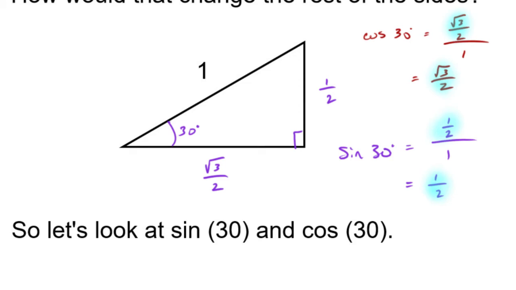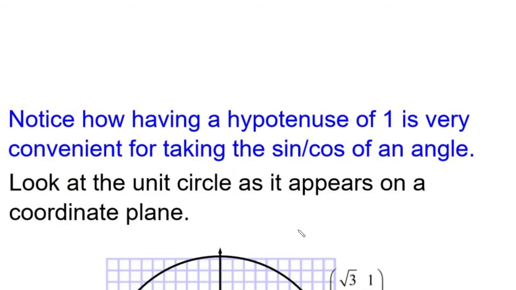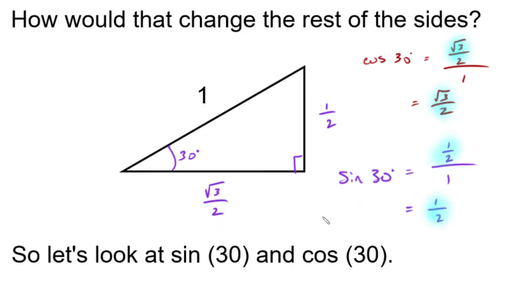So let's look at sine and cosine of 30. We did that. Notice how having a hypotenuse of 1 is very convenient for taking sine and cosine of an angle. Remember, you don't have to write this, this is just me typing it out. Why is that? Well, if you look back up here, cosine and sine both involve dividing by the hypotenuse. Dividing by 1 is super easy. That is why it is convenient, because we're dividing by 1, and that doesn't change the numerator.